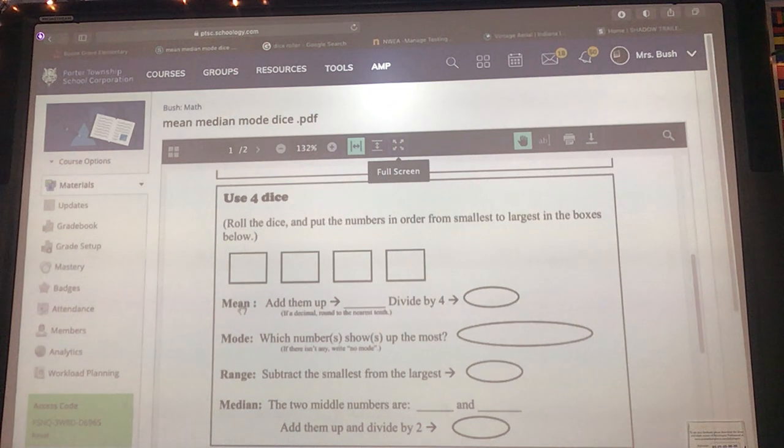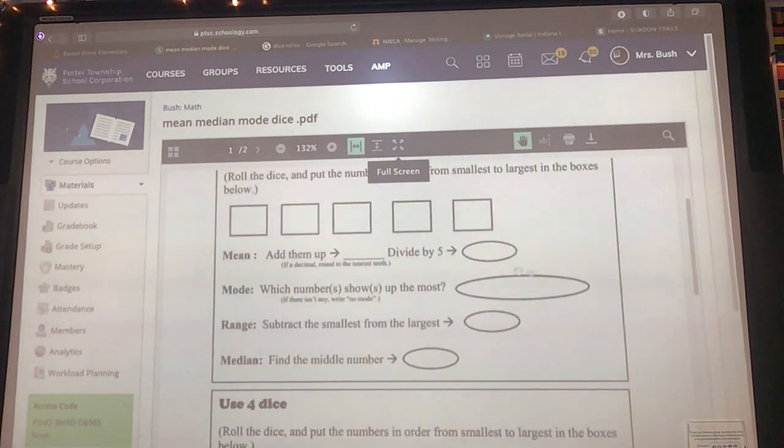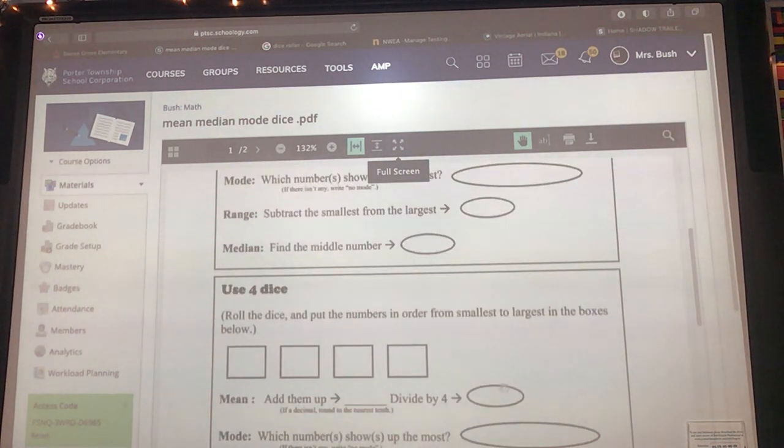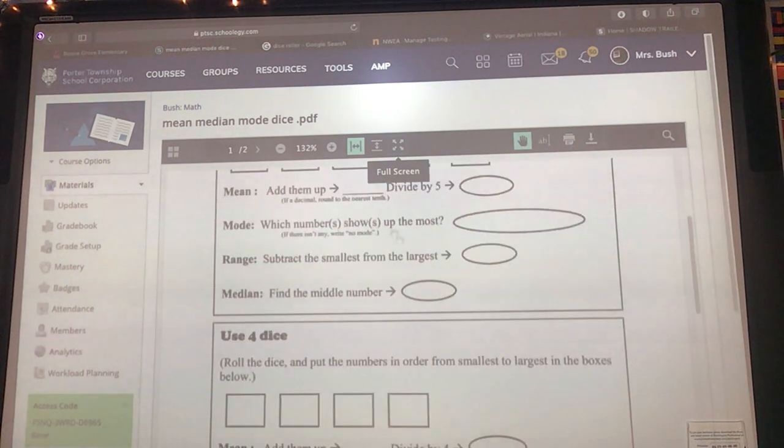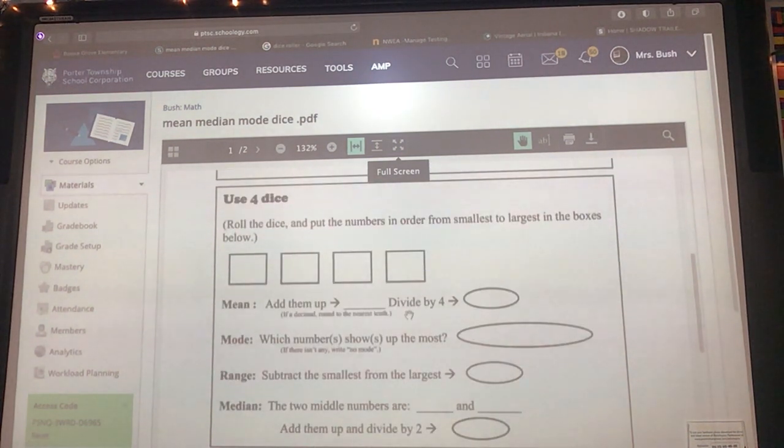All right, my mean. I need to add them all up. What do you get when you have 3 plus 5 plus 6 plus 6? 20. So in this line right here, write a 20. And then we divide by 4. How come we're dividing by 4? Up above, I divided by 5. Good. There's 4 numbers here. There were 5 numbers here. So what is 20 divided by 4, everybody? 5. So in this circle right here, you're going to enter a 5.